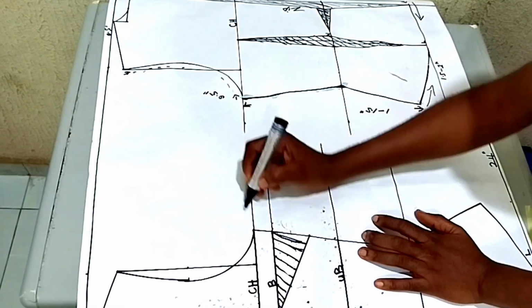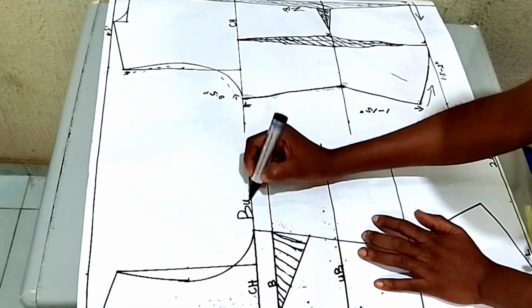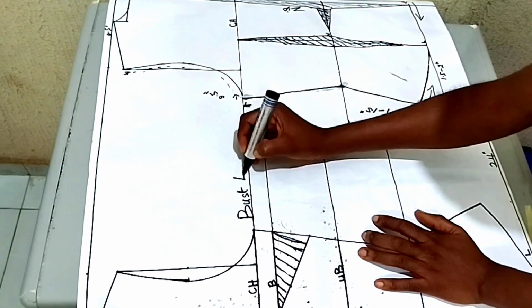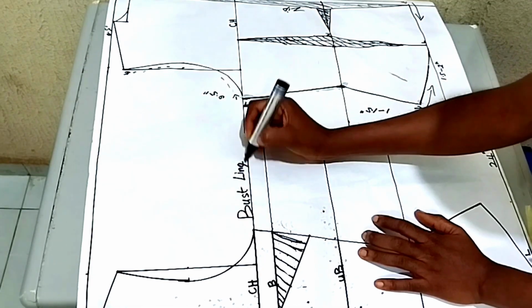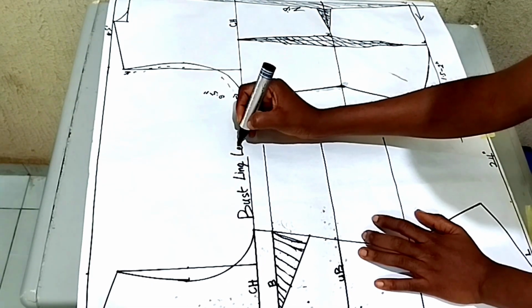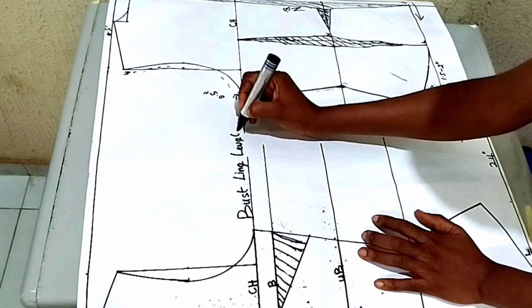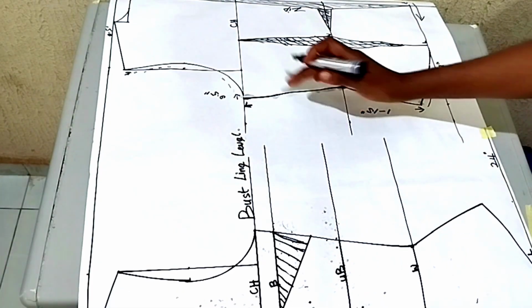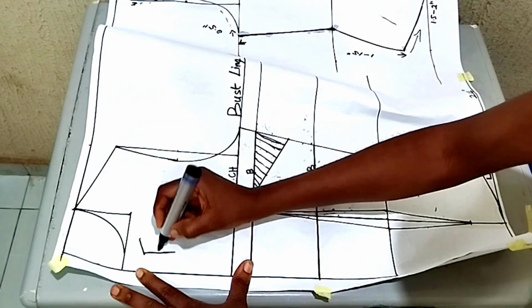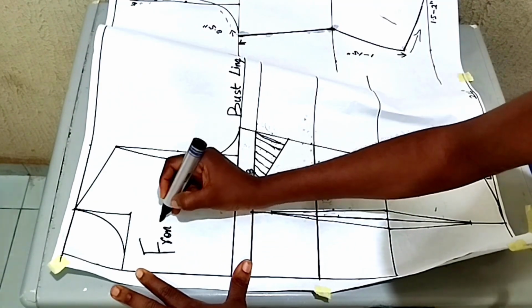So this is the bust level, guys. As you can see, this is the bust level. Can you see how they align properly? Look at the shoulder areas. Look at the length of the chest line on both sides.